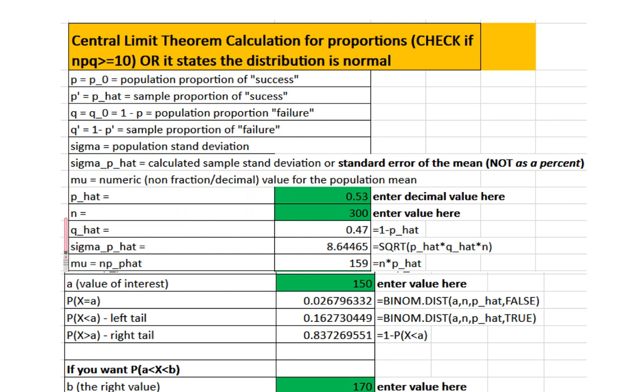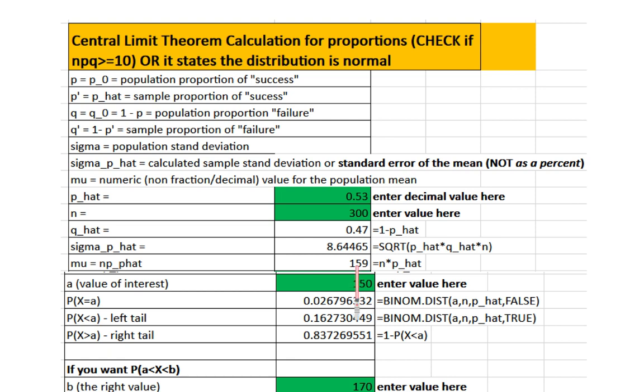Okay, so p hat is either going to be given to me as a percent, or I'm going to use that calculator up above. My n will be given to me. My q hat is going to be 1 minus my p hat, and then my sigma p hat is going to be equal to the square root of p hat times q hat times n. Mu is going to be equal to my sample size multiplied by p hat.